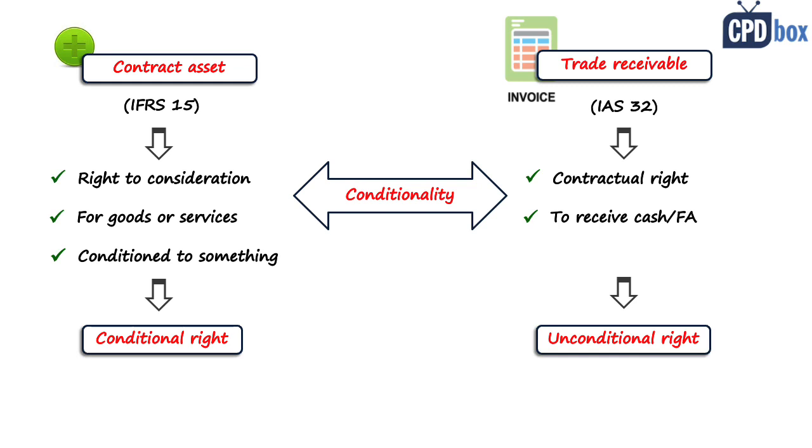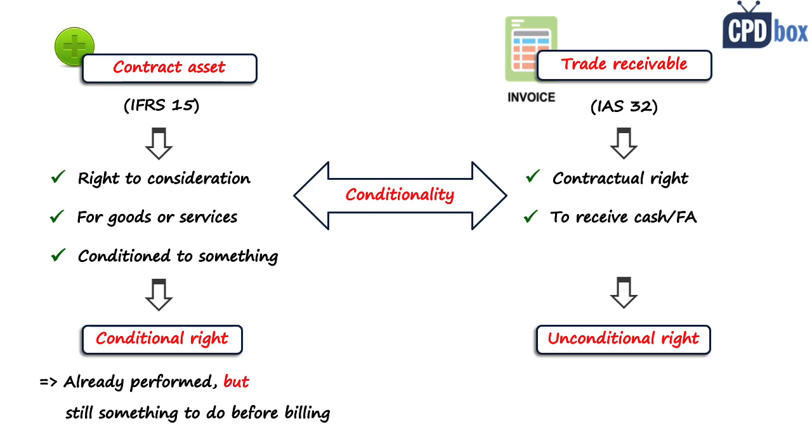Well, okay, let me translate the definition to human language. A contract asset arises when you, as a supplier, have already performed something. You delivered part of the services or goods as agreed, but under the contract, you still have something to do before you can actually bill the client.